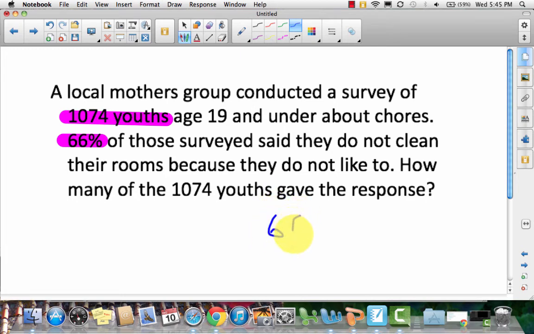And now I have to think about what the problem told me. Is the 1,074 the entire group, or is it only a part of the group? If it's the whole, we would put it in the denominator, and if it's only the part, we would put it into the numerator. So if I go back and read again, I learned that 1074 is the entire group surveyed. So I'm going to put 1074 in the denominator. And that means that we're looking for the is, or for the part. So what I will do is represent that with an X.